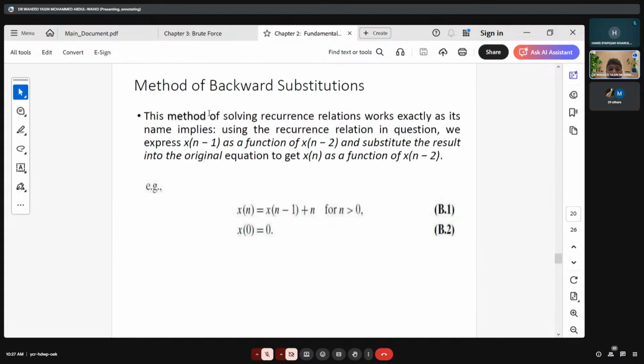The method of solving a recurrence relation by backward substitution implies using the relation in question: we express xn minus 1 as a function of xn minus 2 and substitute the result into the original equation to get xn as a function of xn minus 2. So here xn equals xn minus 1 plus n and x0 equals 0.